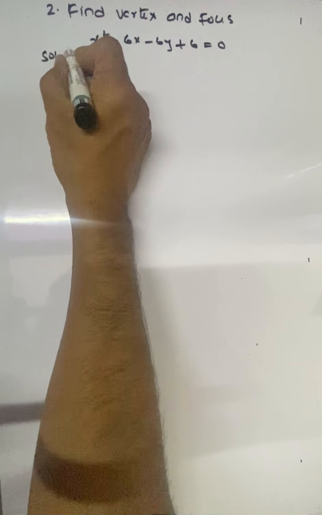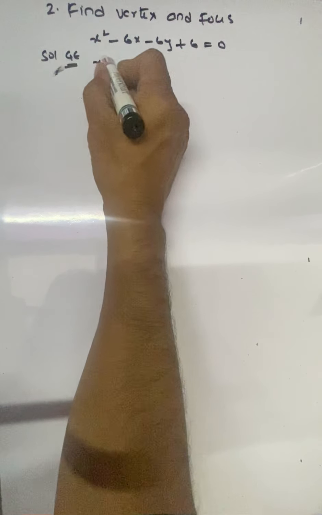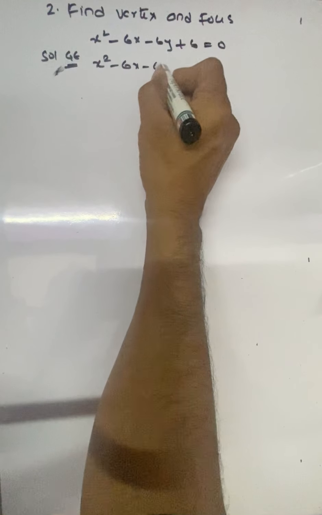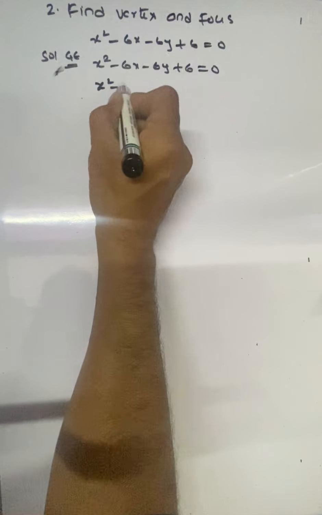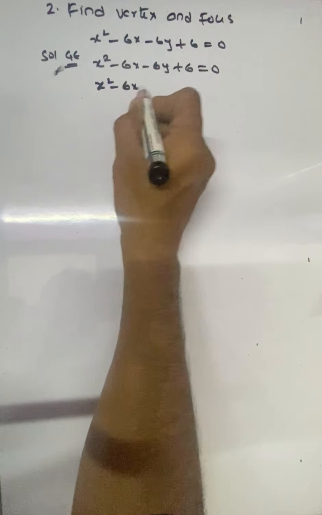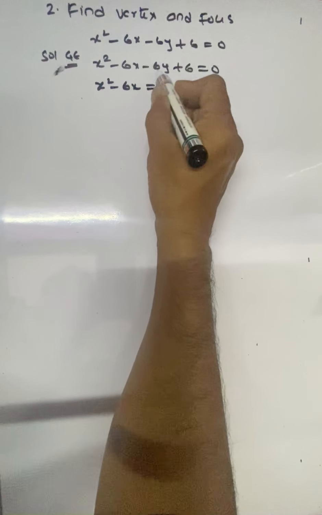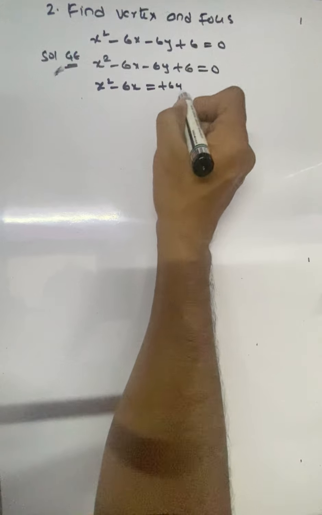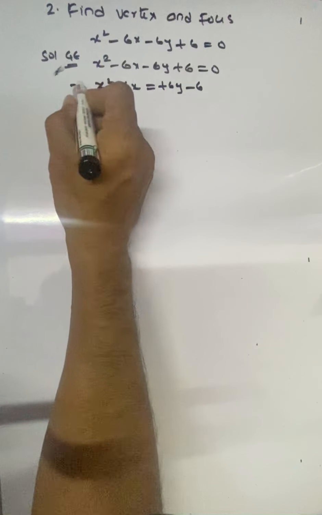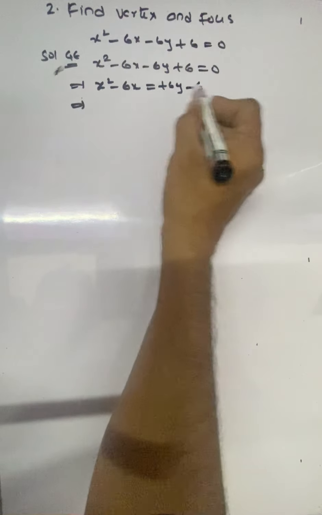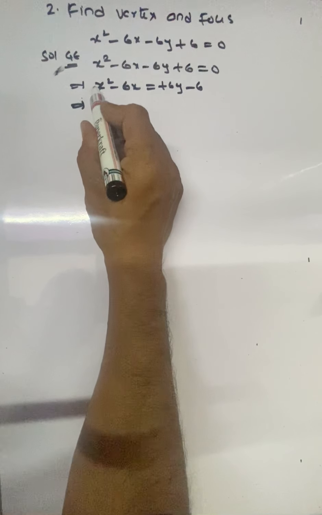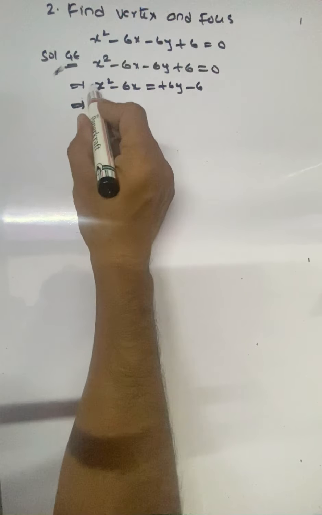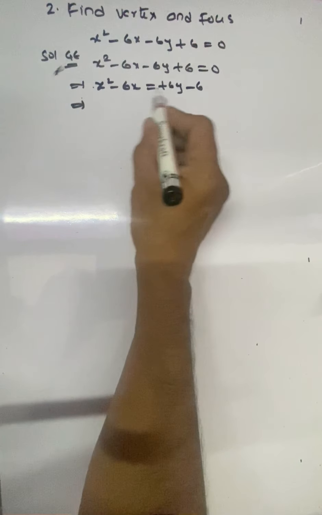This is the given equation, x square minus 6x minus 6y plus 6 equals 0. Take the square terms on the left. X square is there, so x terms on the left side because x is having square. Then the other terms we send to the right side, that is plus 6y minus 6. We don't find any coefficient for x square, so no need of dividing. Suppose if 4 is there, then we have to divide both sides by 4.